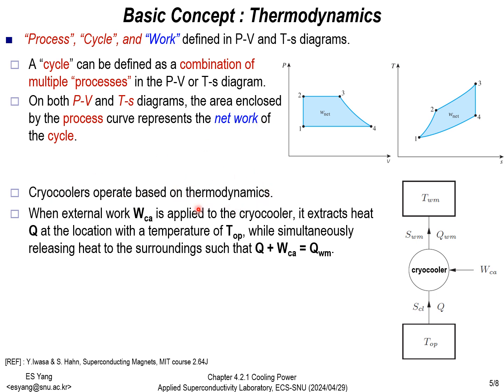The simple model of a cryocooler is illustrated in the bottom right diagram. When we perform work, denoted as W_CA, on the cryocooler, it extracts heat, represented by Q, from the environment at the T_OP temperature. Subsequently, the cryocooler releases heat equivalent to Q plus W_CA, equals Q_WM, to another environment. This principle forms the basic operation of cryocoolers, which can be utilized in superconductor magnets to extract heat from the magnets.